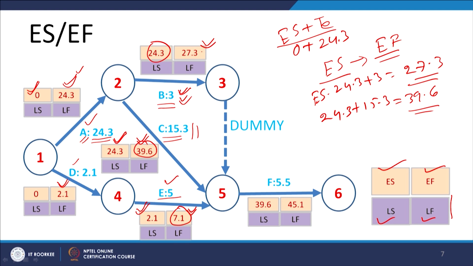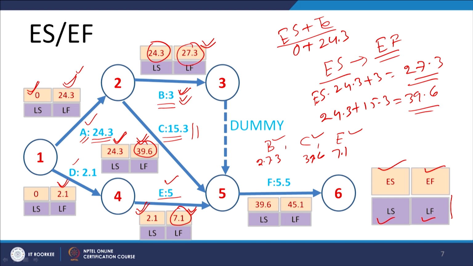So, the earliest finish time is 27.3. There are 3 earliest finish time values which are to be completed before commencement of the activity F, like say activity B, activity C and activity E. Activity B is completing after 27.3, activity C after 39.6 and activity E after 7.1. Since when all these are completed, only then F can be started.